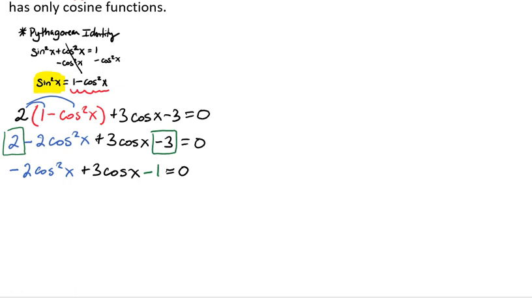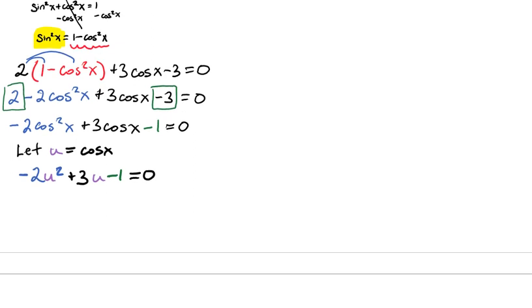Now we're able to use our u substitution. So we're going to let u equal the cosine of x. So replacing our cosine of x's with u's is going to give us a negative 2u squared plus 3u minus 1 equals 0. From here, we're ready to factor. So as we go to factor, I'm going to use the Punnett square. If you've watched my videos before, I call this the disco box.